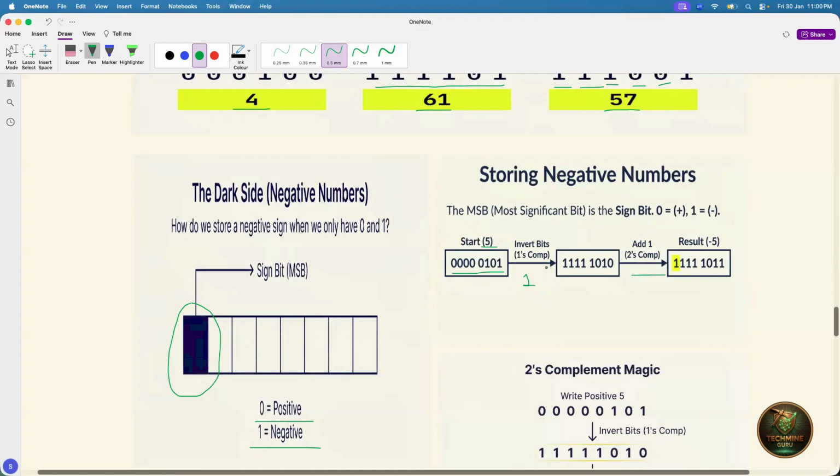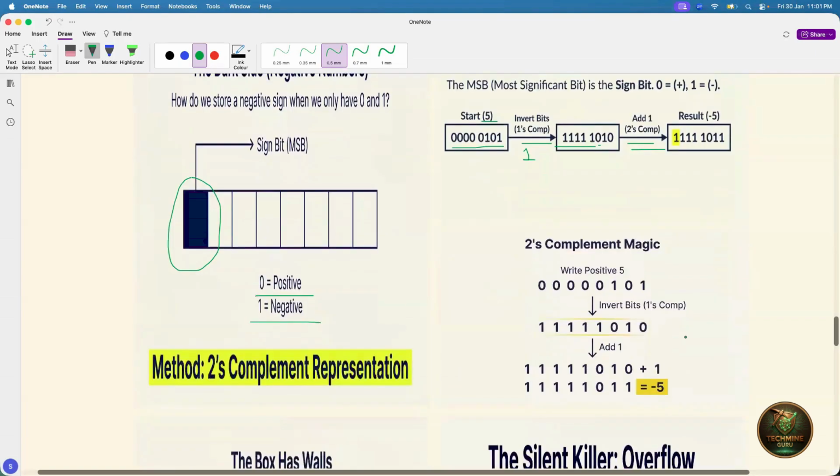So after inverting all the bits, you will get the 1's complement, and after adding 1 to the 1's complement, you will get the 2's complement. So if you invert all the bits, 1 will become 0, 0 will become 1, 1 will again become 0, and all the other zeros will become 1. And if you add 1 to it, it will be 1, 1, 1, 1, 1, 0, 1, 1, right?